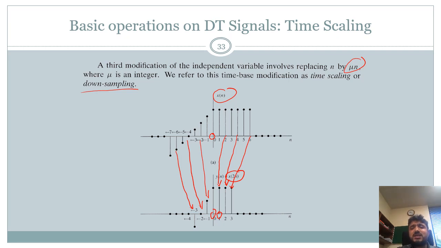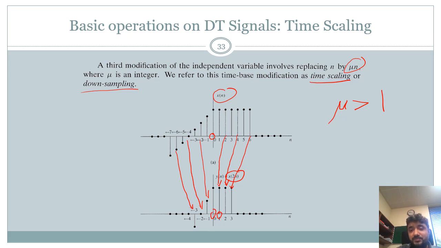So this is time scaling, and essentially this is compression. As long as this mu is greater than 1, you're doing a time scaling or downsampling. So this is essentially like downsampling. You are reducing the sampling rate of the original signal.